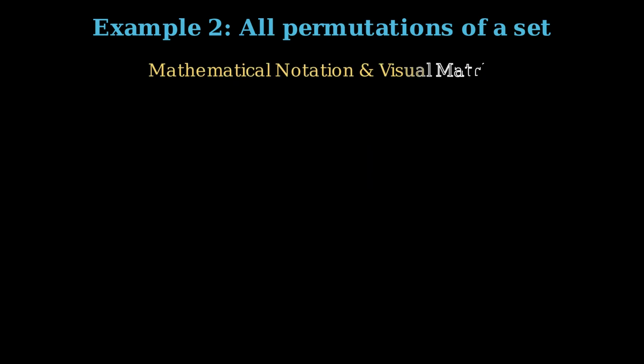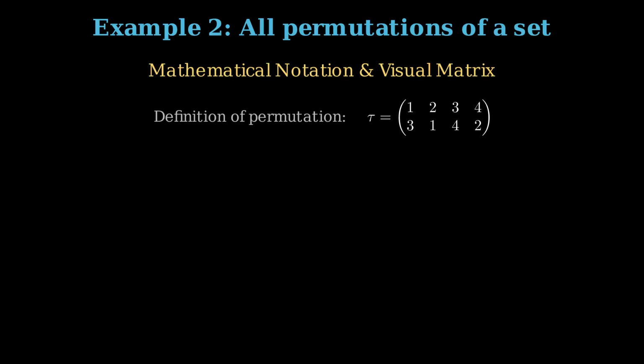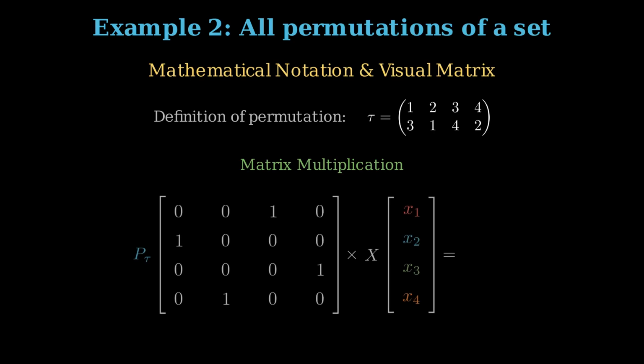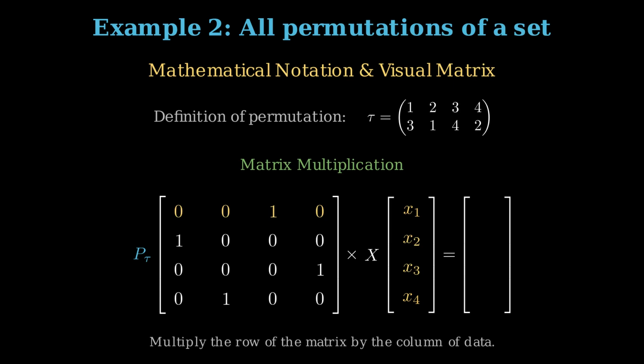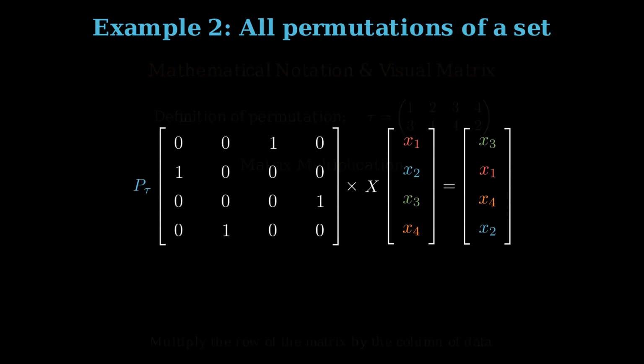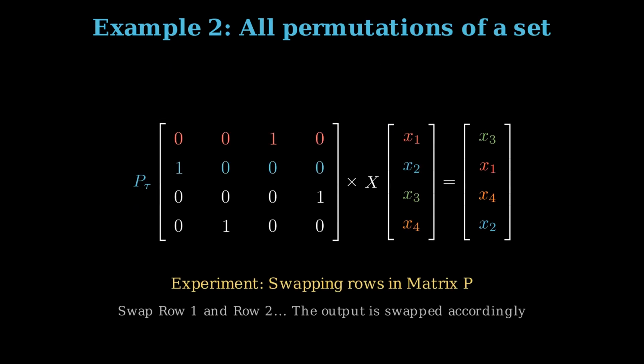Let's formalize this with mathematical notation. A permutation can be represented by a permutation matrix, denoted as P_tau. When we multiply this matrix by our data vector x, let's see what happens step by step. The matrix multiplication takes a row of P_tau and multiplies it by the column of x. A number 1 at column j simply picks out the element x_j and places it in the output. If we swap the rows of the permutation matrix, the corresponding output elements swap perfectly along with it.